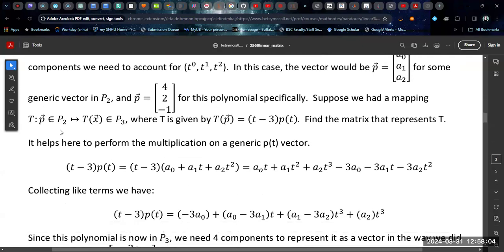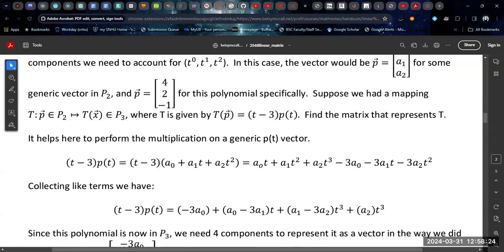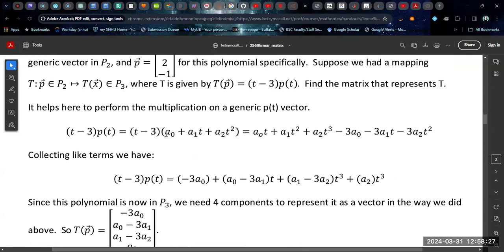Now, if we had a mapping that mapped P2 into, let's say, P3, where the transformation T is given by taking our prior polynomial and multiplying it by t minus 3, we can find the matrix that represents this transformation. So here it helps to perform the multiplication on a generic vector. So my generic polynomial, a sub 0 plus a sub 1 t plus a sub 2 t squared, and I'm going to FOIL through my t minus 3 transformation, and I'm going to get this collection.